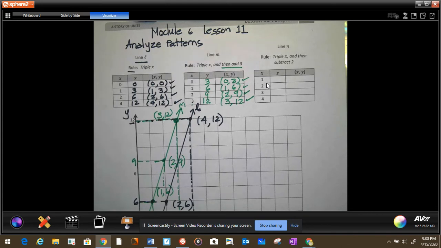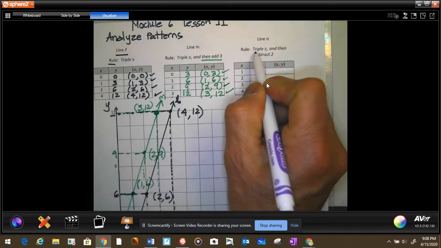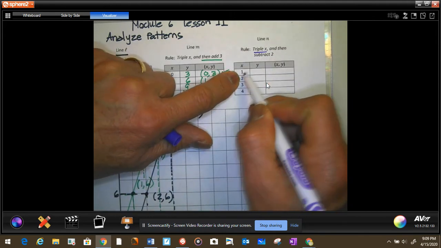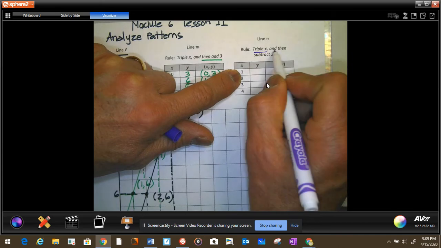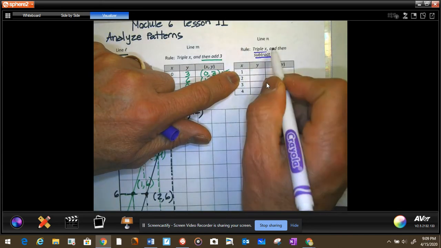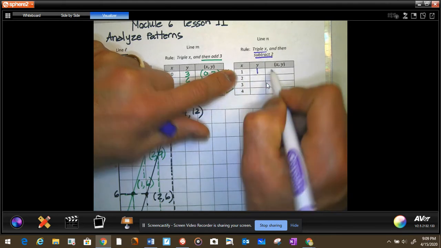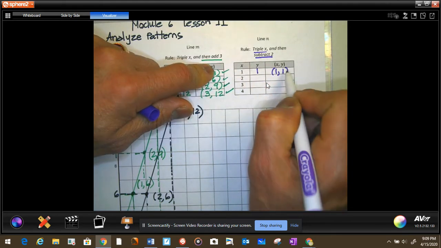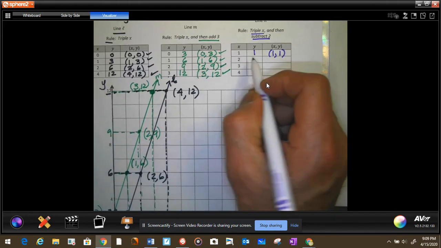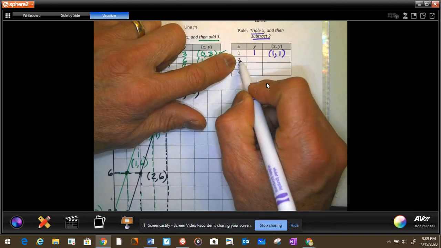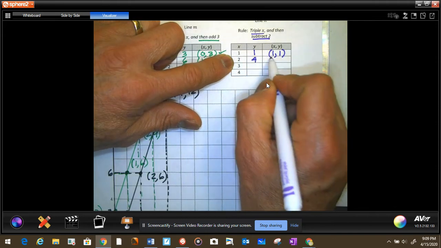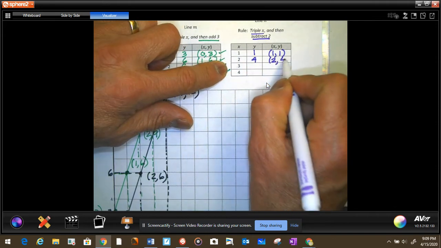Okay, so let's look at our third line, and let me just use purple this time, at the rule. It says triple x, so again, to get y, we have to triple x. So if x is 1, then 3 times 1 equals 3, and then subtract 2. So 3 times 1 equals 3, minus 2 equals 1. That is correct. So the coordinate pair is (1, 1). Our next number is 2. So we're going to triple 2. That will be 2 times 3 equals 6, minus 2 equals 4. So that will be (2, 4).